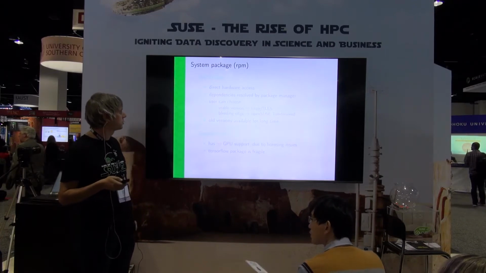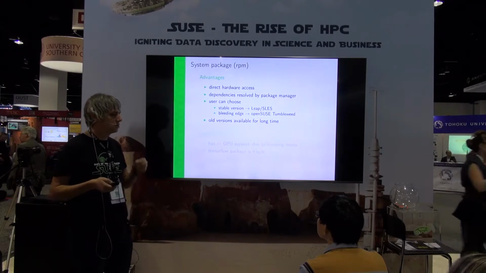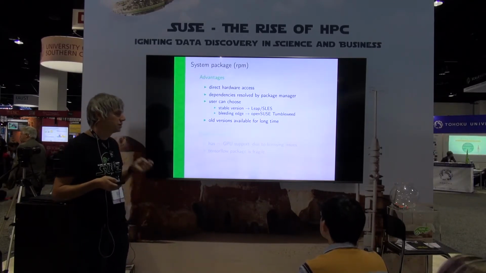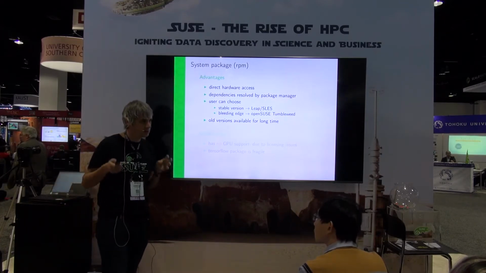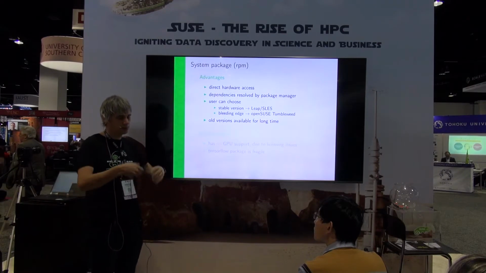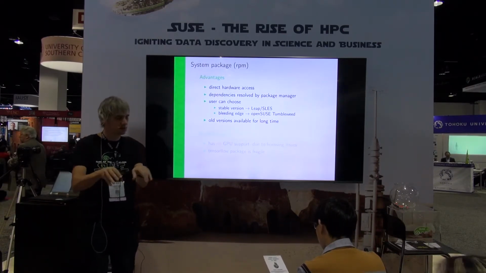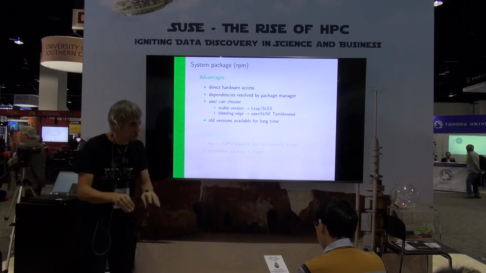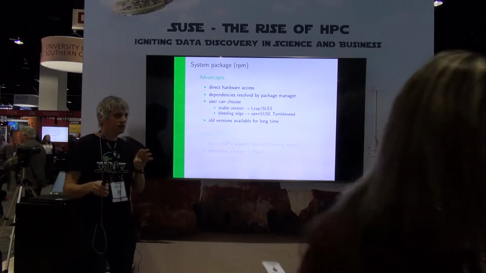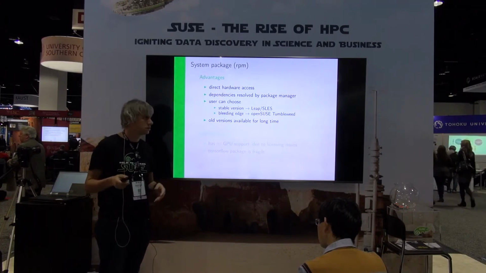But now I will talk about the system package. It's an RPM, and that means it has direct hardware access, because it lives really on the system. The dependencies, so all the things it needs, are resolved by the package manager. In our case, that's zypper, so you just type in zypper install TensorFlow, and then it's there, with all the dependencies it really needs. If you do it with the other methods, sometimes you are missing some dependencies, and you have to find out what is missing and what is not missing.